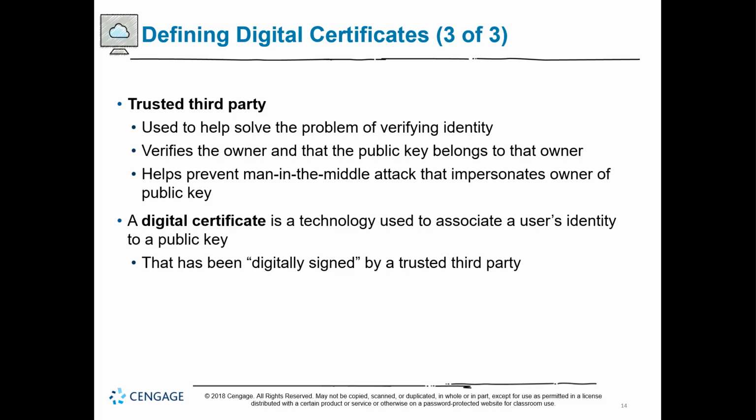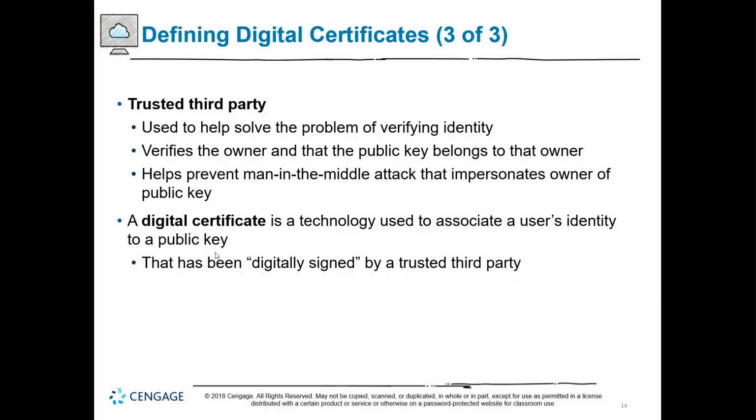So we have to have trusted third parties, and this is used to actually negate some of these key distribution issues. It will verify the owner and that the public key belongs to that owner. This is all part of the public key infrastructure. This helps prevent man-in-the-middle attacks, and it helps prevent impersonating owners' public key or the generation of a new public key by an imposter. A digital certificate is the technology used to associate a user's identity to a public key that has been digitally signed by a trusted third party.